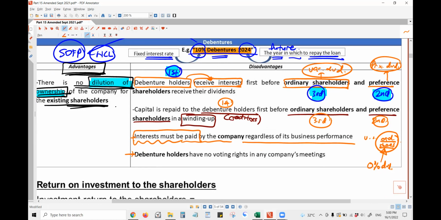Next, debenture holders have no voting rights in any company's meeting. Of course, because they are not owners. Even preference shareholders don't get to vote. Only ordinary shareholders get to vote.